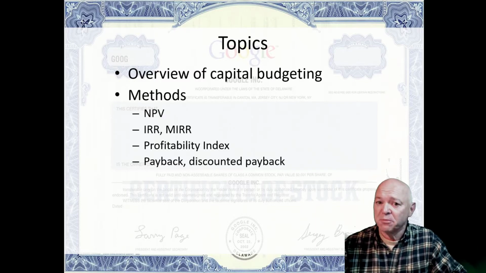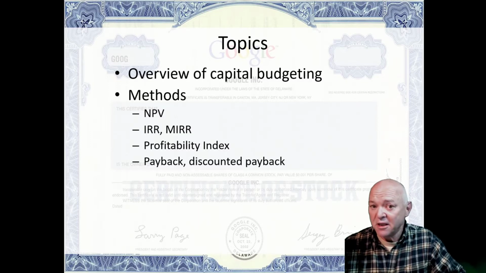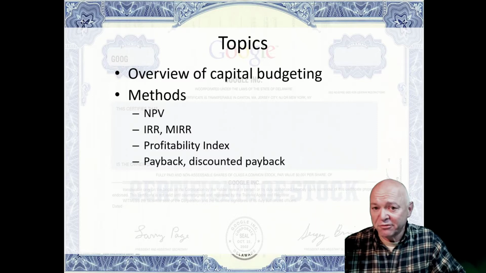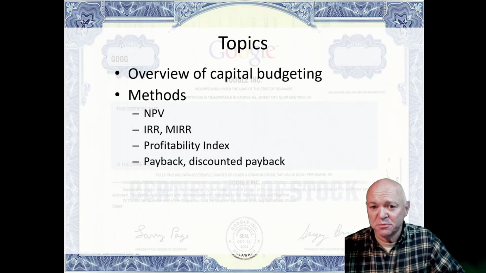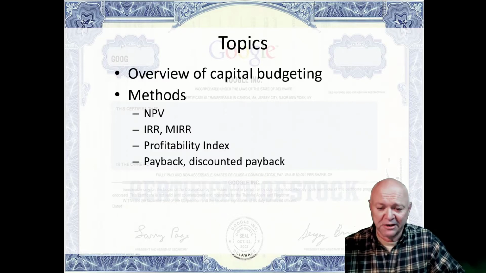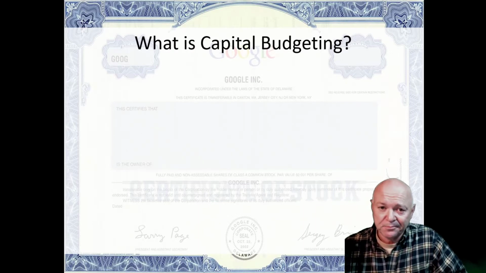We'll take a look at some of the main methods that are used, including net present value, internal rate of return, the modified internal rate of return, and a couple of specialized methods that are used in certain circumstances, including profitability index, payback period, and the discounted payback period.